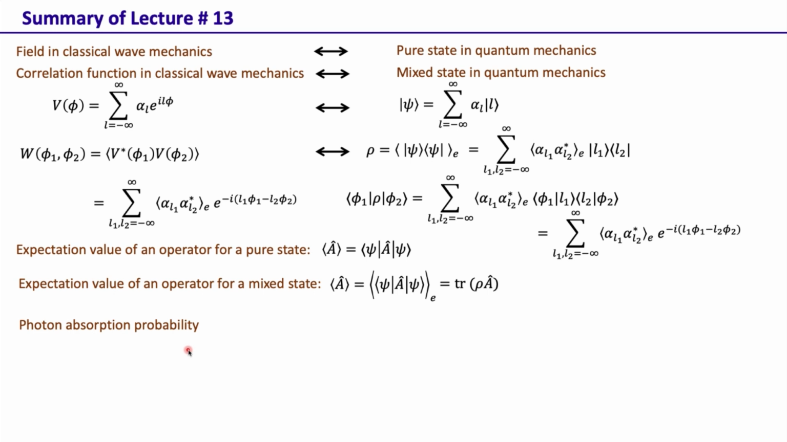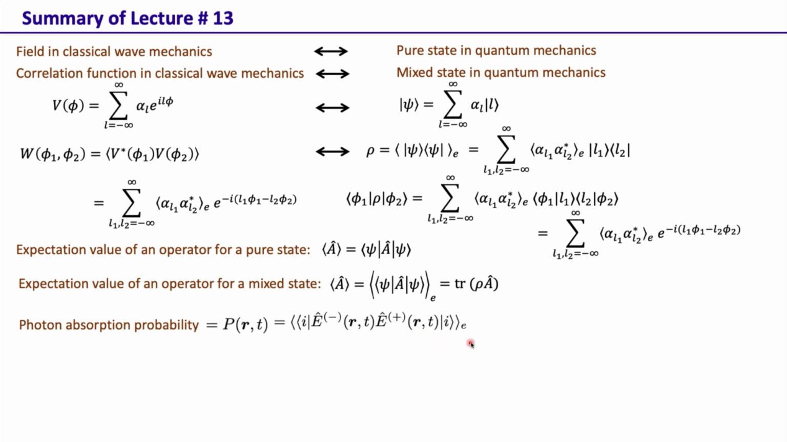Then in classical mechanics we have the concept of intensity, but in quantum mechanics we don't have the concept of intensity. The analogous concept we have is the photon absorption probability, where one asks the question as to what is the probability of detecting a photon at some location r at time t. So instead of asking what is the intensity, in quantum mechanics we ask what is the probability for detecting a photon at location r and at time t, and this we showed can be given by this expression.